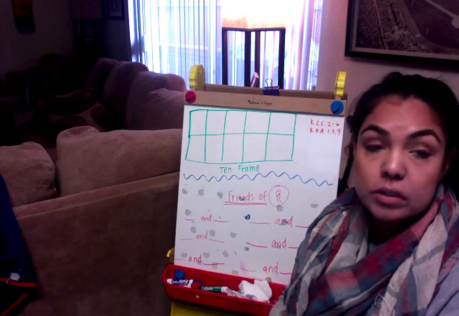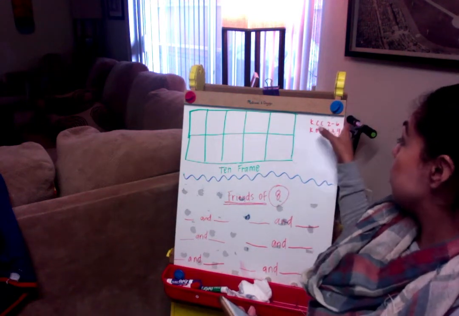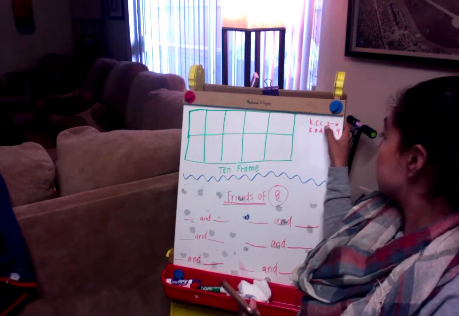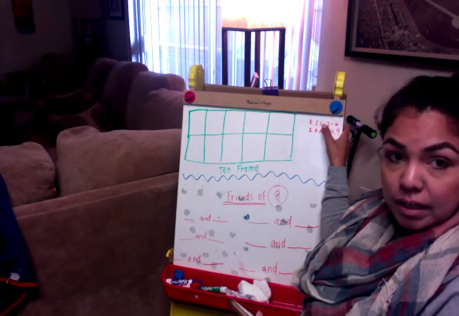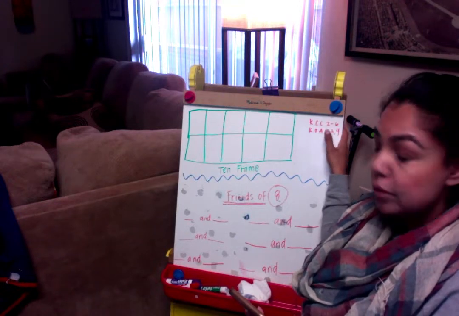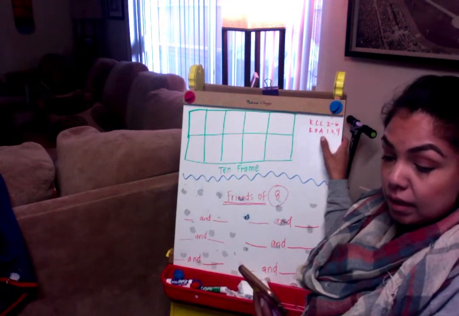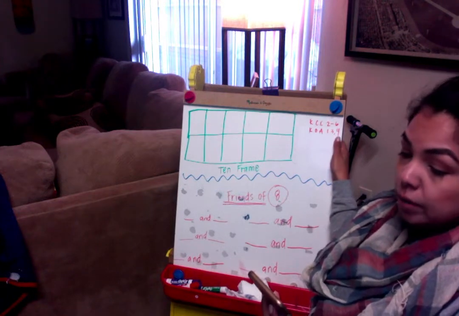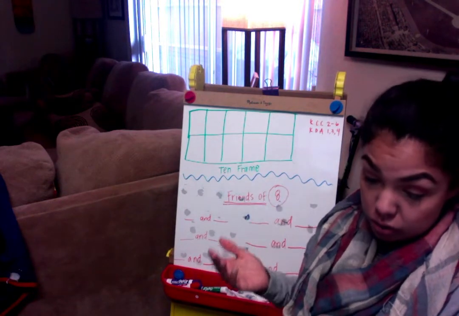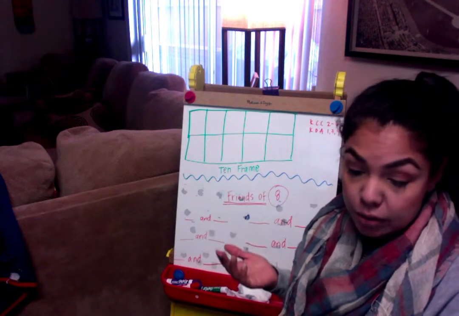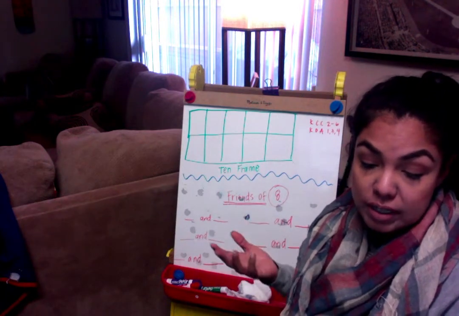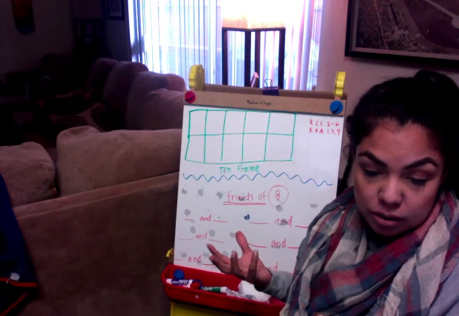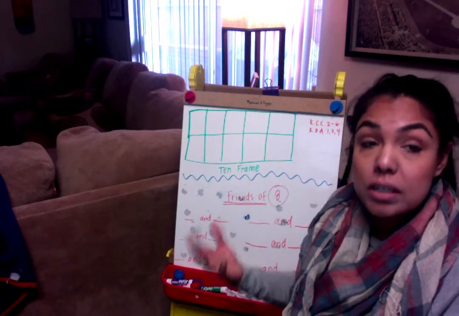on a couple of different standards. I have them here on the board. KCC 2 through 6, and counting and cardinality, as well as operations and algebraic thinking, for KOA numbers 1, 3, and 4. Today the students are really going to understand addition as we're putting it together, and understand how we're going to use these numbers to continue to add.